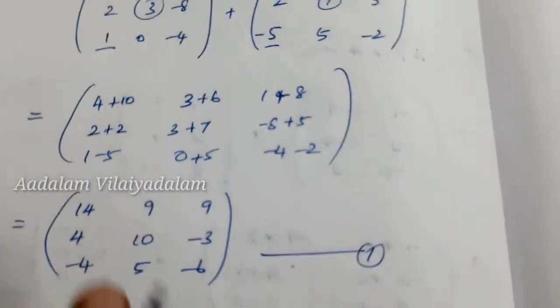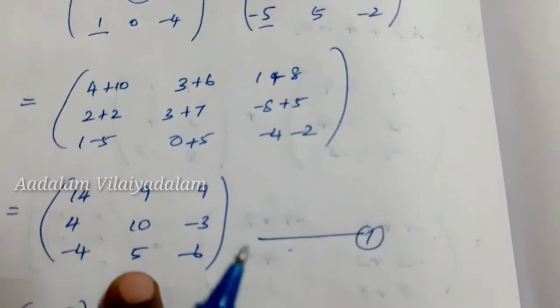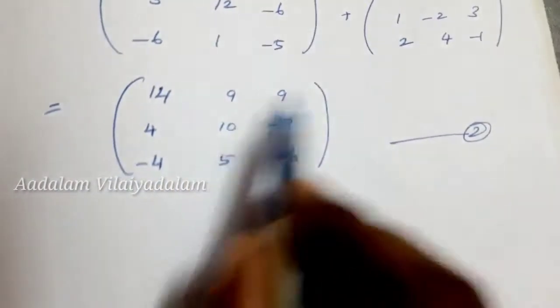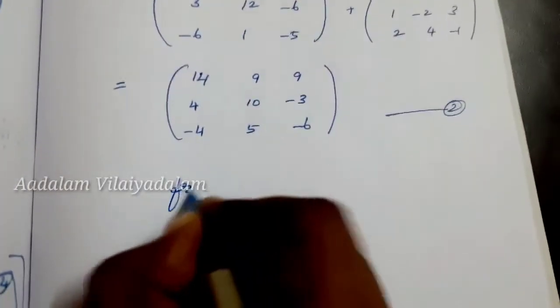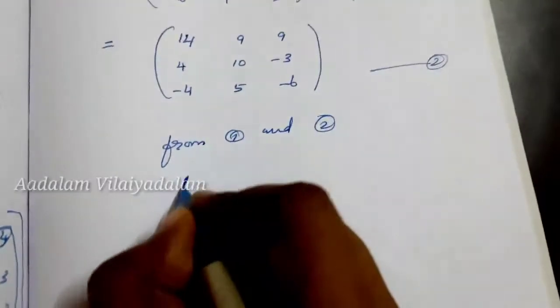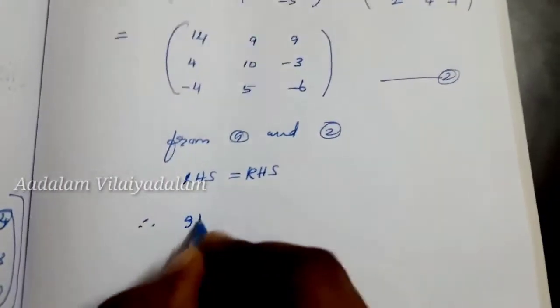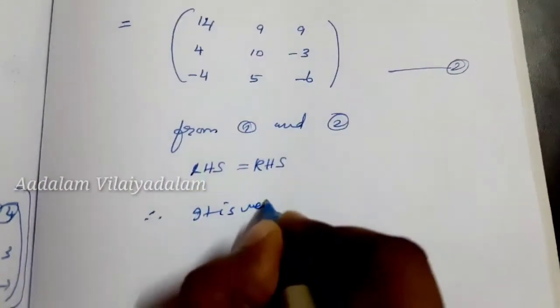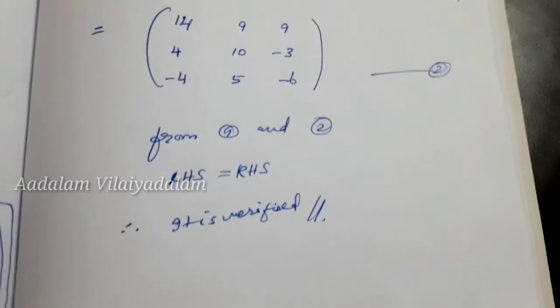Now let's compare equation 1, that is 14, 9, 9, 4, 10, minus 3, minus 4, 5, minus 6. And if we look at equation 2, 14, 9, 9, 4, 10, minus 3, minus 4, 5, minus 6. So from 1 and 2, we find that LHS equals RHS. Therefore, it is verified. In this way, we can conclude this.